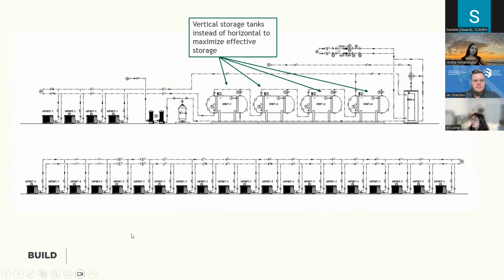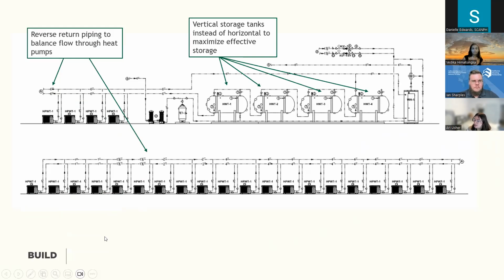The first one, we are going to always recommend that vertical storage tanks are installed instead of horizontal storage tanks. So when storage is piped in series, as you see here, vertical storage tanks are going to allow for maximum effective storage. It also helps with stratification of the water storage, which improves heat pump operation and also ensures that the hottest water is right there at the top, ready to be delivered to the building. So that's one recommendation here.